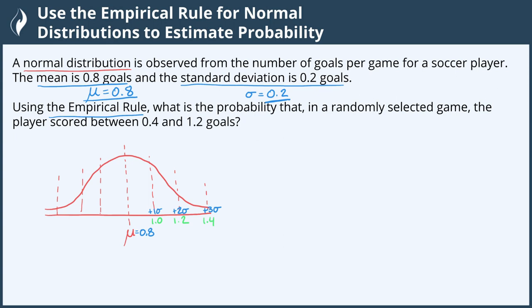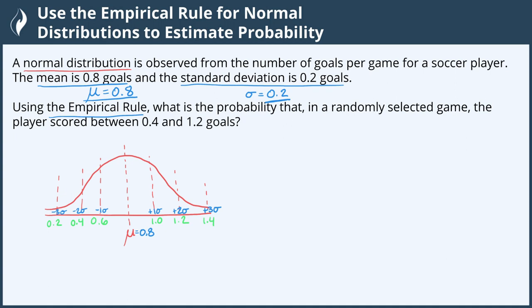Going to the left of the mean, it's the same thing. We will subtract 1 standard deviation, subtract 2 standard deviations, and subtract 3 standard deviations. Mu, or 0.8, minus the standard deviation 0.2 gives us 0.6. Subtracting 1 more of 0.2 gives us 0.4. And subtracting it one more time gives us 0.2.